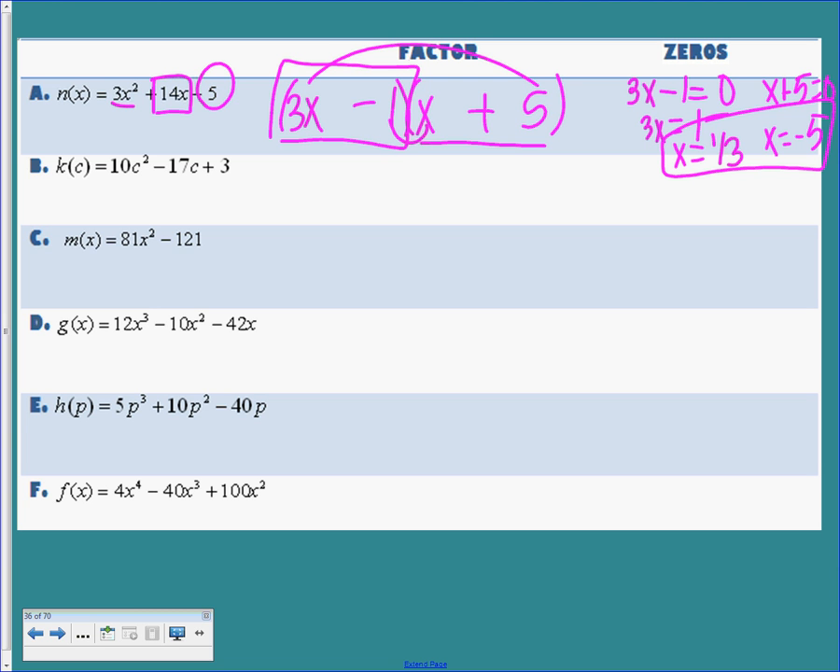Keep in mind, we said the maximum number we could have was the degree. We found two zeros, and it was a quadratic, which should make sense. So you should find the number of zeros that your degree is.